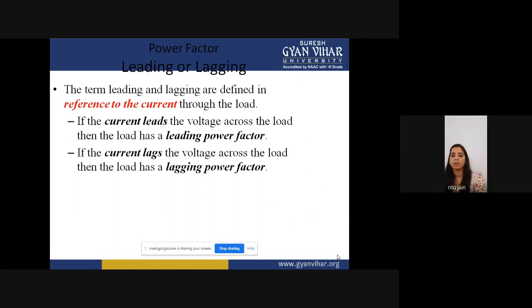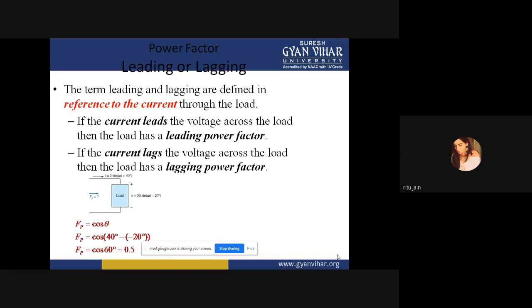Now, power factor leading or lagging. How can you differentiate a power factor which is leading or lagging? The terms leading and lagging are defined in reference to the current through the load. If the current leads the voltage across the load, then the load has a leading power factor. If the current lags the voltage across the load, then the load has a lagging power factor. So, what is leading and lagging power factor? You can see here.